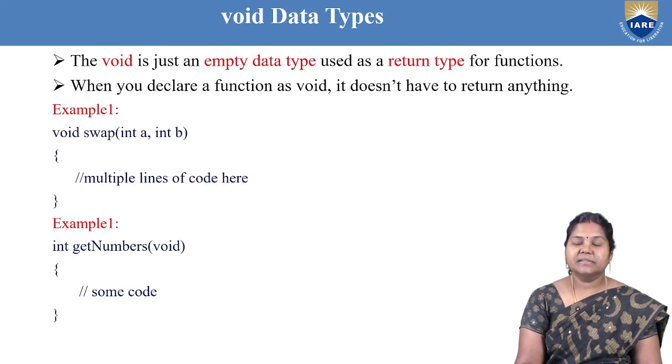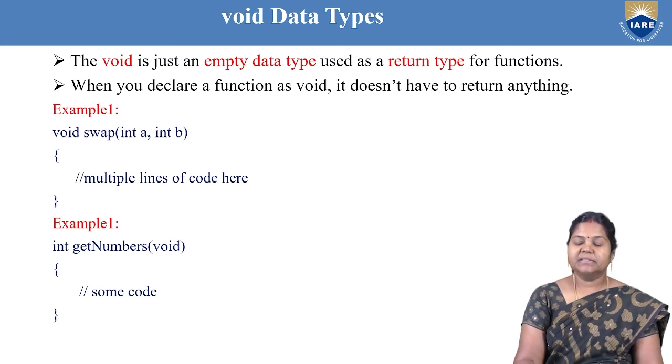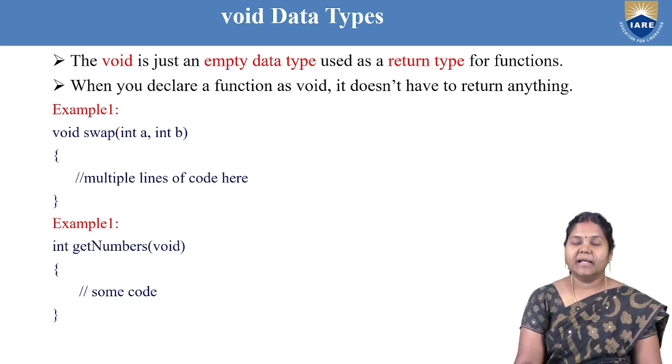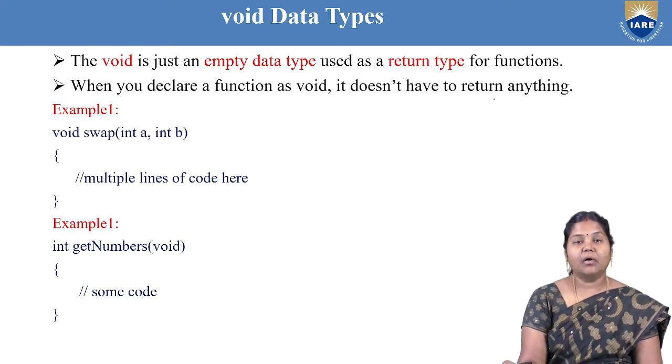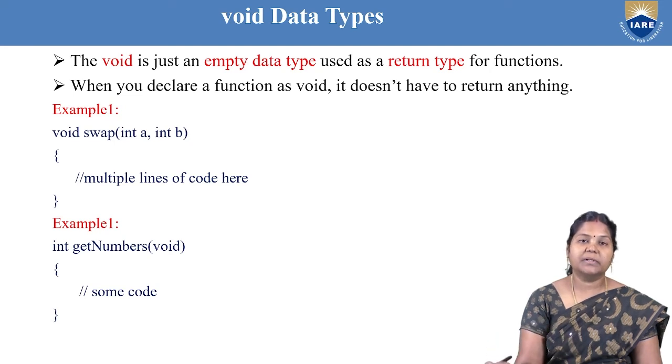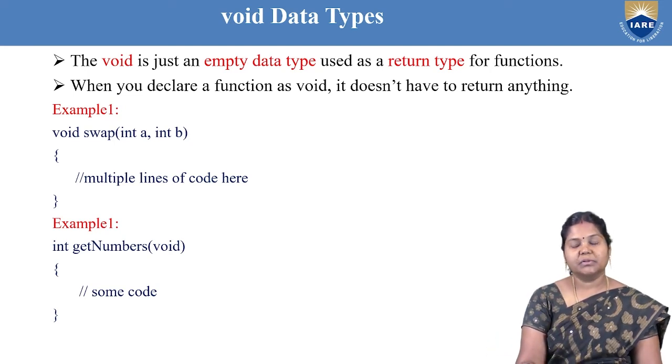Now, there is a special type of data type which comes under fundamental data types, that is called void data type. But void is normally an empty data type and you cannot simply use void to declare a variable. It is normally used for returning data from functions. If a function returns nothing, then you can write void. So, when you declare a function as void, that means it doesn't have to return anything. Or when a function takes no arguments or parameters, you can also use void.